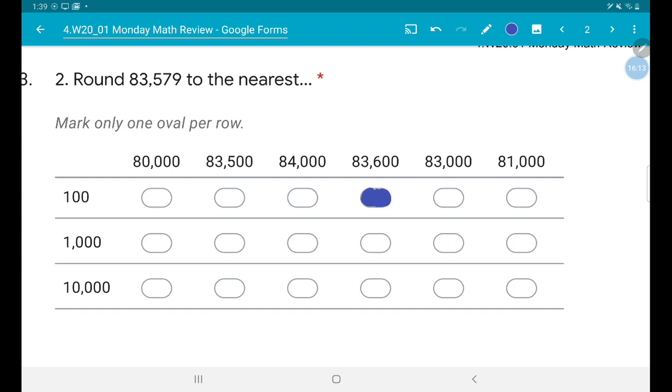The next one, it's asking me to round to the thousands. So where do I look, Callie? In the hundreds place. What does the 5 tell it to do? Go up. So it'll be 84,000.